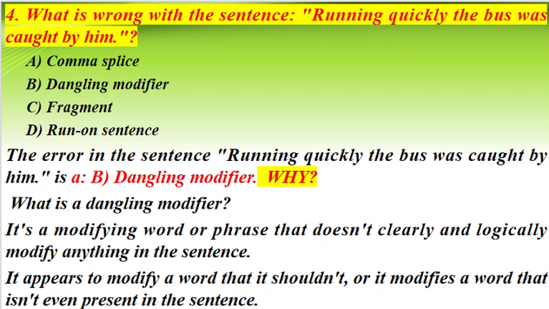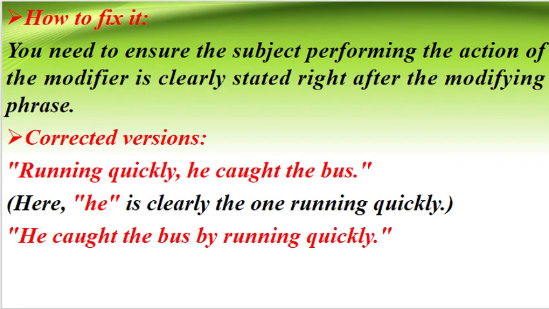Why? What is a dangling modifier? It's a modifying word or phrase that doesn't clearly and logically modify anything in the sentence. It appears to modify a word that it shouldn't, or it modifies a word that isn't even present in the sentence. How to fix it? You need to ensure the subject performing the action of the modifier is clearly stated right after the modifying phrase. Corrected versions: Running quickly, he caught the bus. Here, he is clearly the one running quickly. He caught the bus by running quickly.